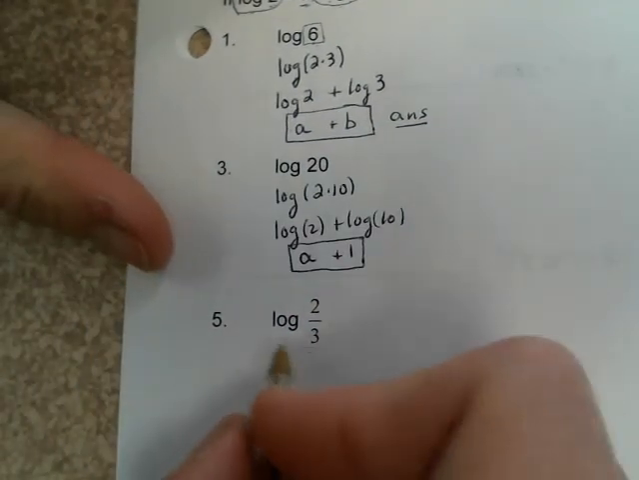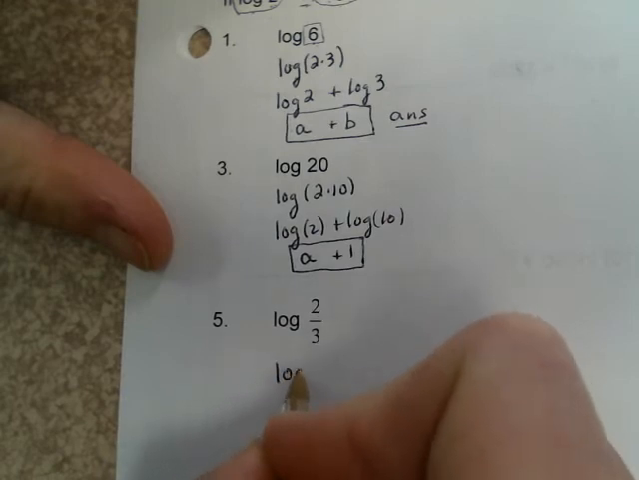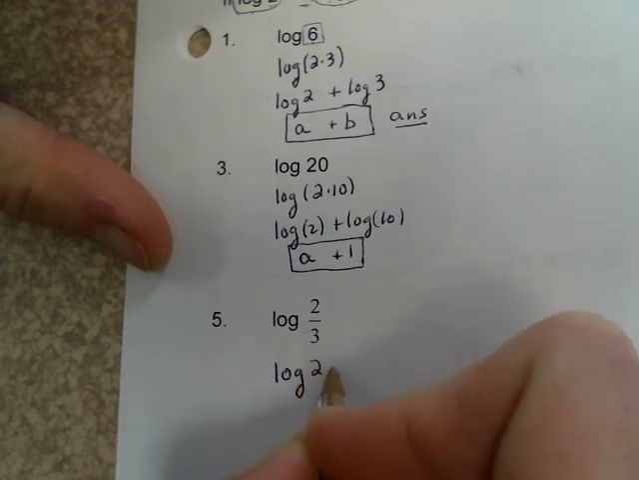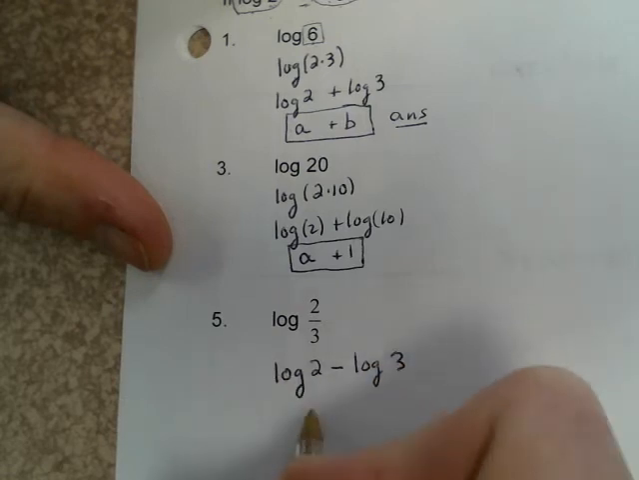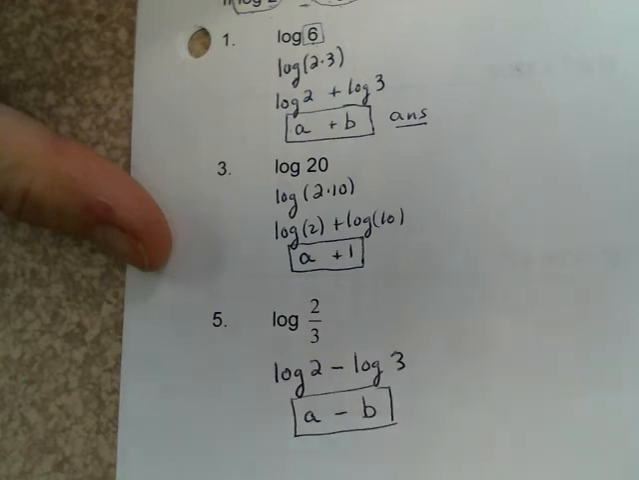Number 5, this is just a quotient rule. We don't have to rewrite it. All we have to do is call this the log of 2 minus the log of 3. That's the quotient rule. Log of 2 is a, log of 3 is b. A minus b would be our answer.